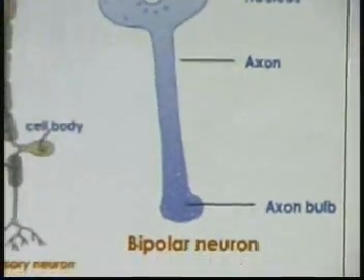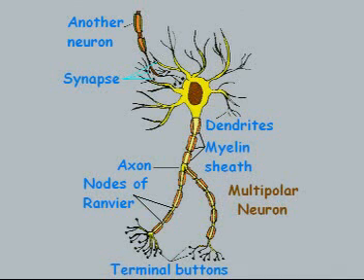A multipolar neuron, as the word suggests, has a long axon and numerous dendrites. Well, a multipolar neuron is most important to us.